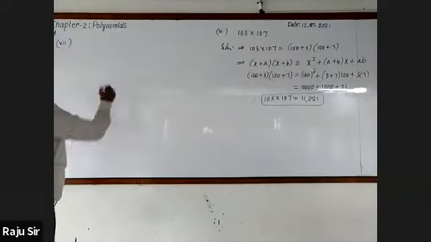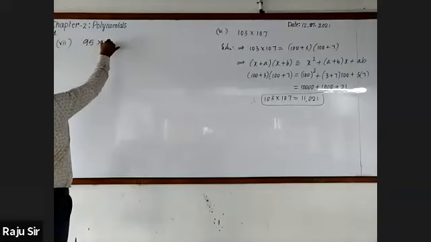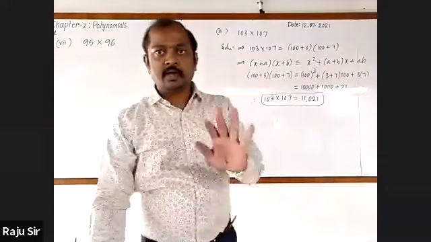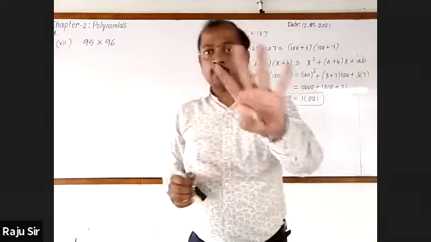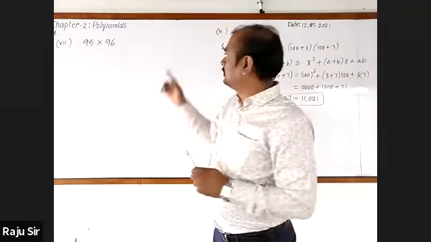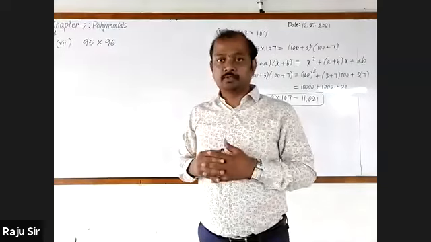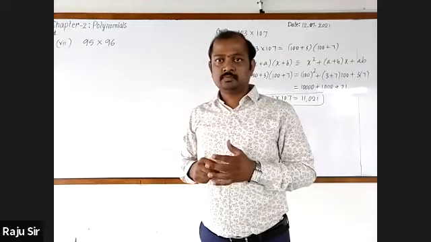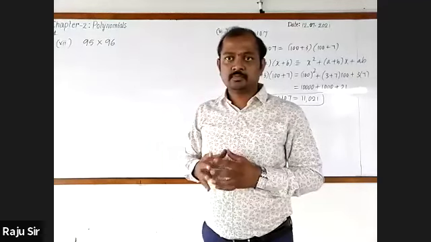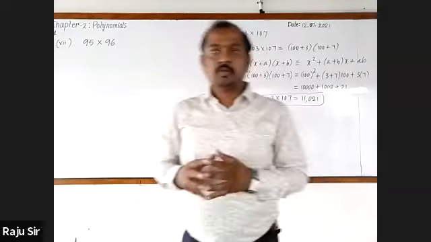It is 95 into 96. Wait. I'll ask you a question. Only these 4 students should respond. The question is, could you tell which identity can be used? So x minus a into x minus b. x plus a into x plus b.